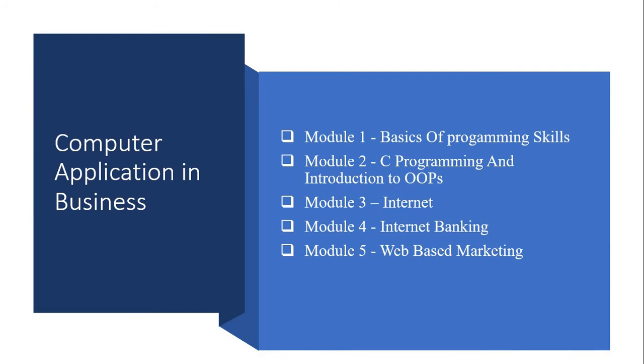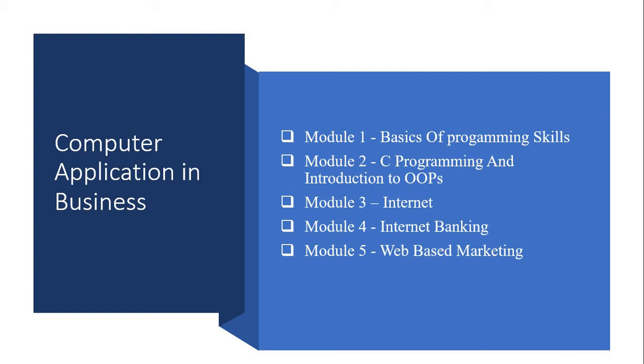So in total there are 5 modules. Module 1 is basics of programming skills. Students, in the previous semester you have learned various application softwares such as Word, Excel, PowerPoint and MS Access. In this semester, for the first time you are learning programming. So before we start with programming, in module 1 let us learn some of the basic skills required for programming. These skills are important for beginners to design programs easily.